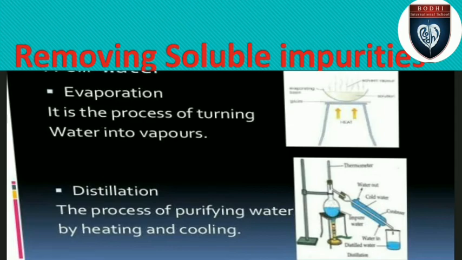Distillation. Distillation can be done on a small scale in a distillation flask. When impure water is heated, it starts boiling and steam is formed. This water is free of impurities as they are left behind in the distillation flask. Pure water is collected in the collector.